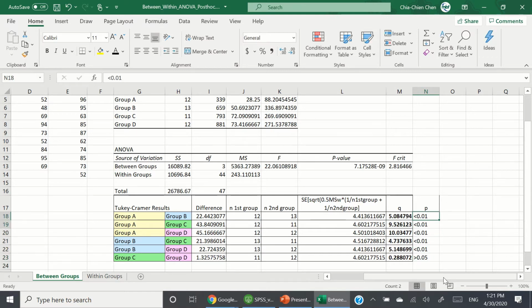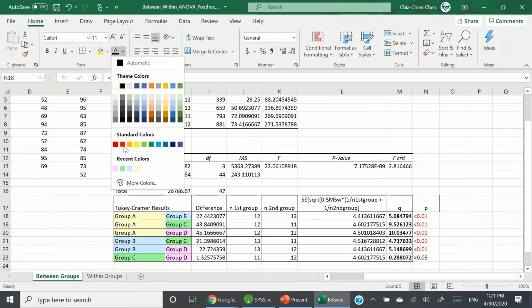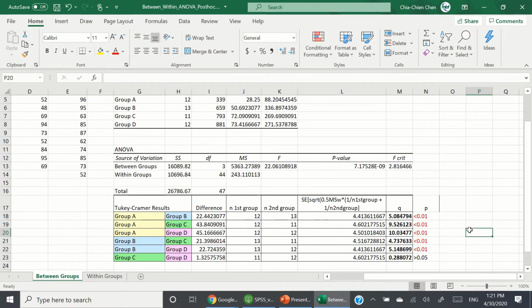Okay, and then I am going to highlight all of the comparisons that are statistically significant in red. So you can see that the results you did in the Tukey-Kramer the long way are exactly the same as what you got from A-Stats-A as well as the SPSS. So you can basically see that these are the 3 ways to do it, and there's really nothing to it. Okay, that's it.